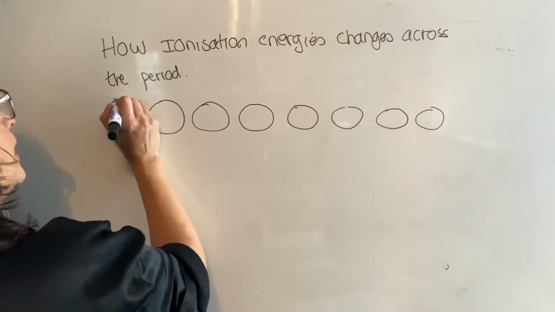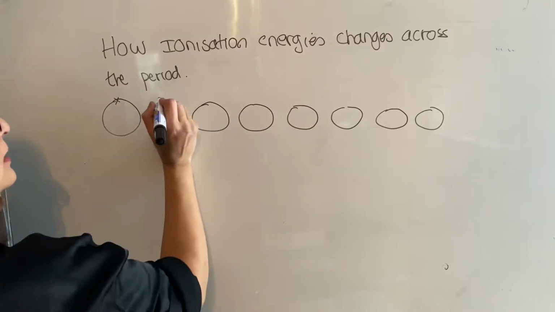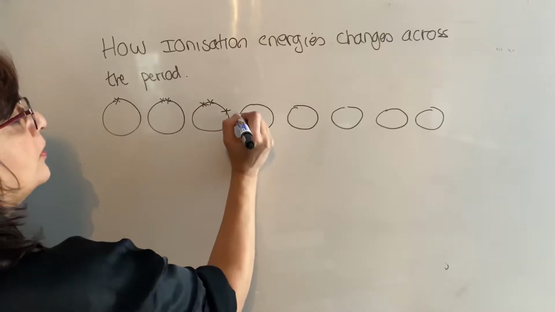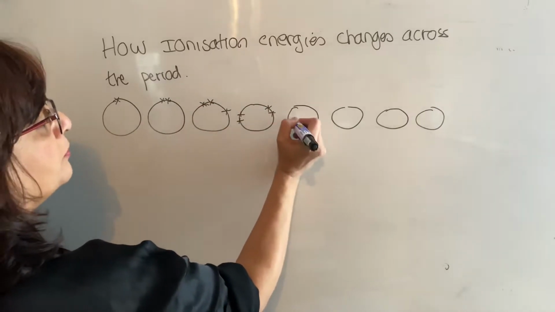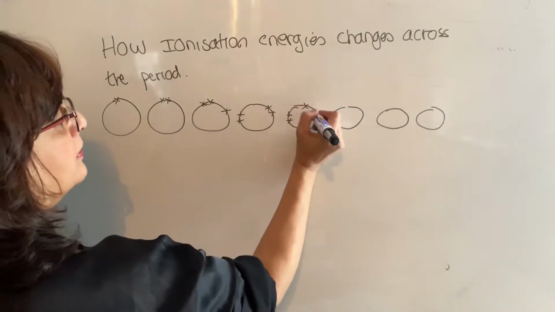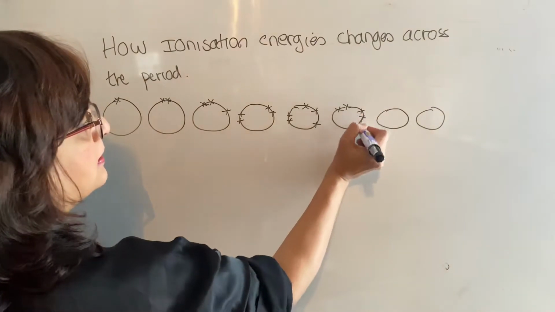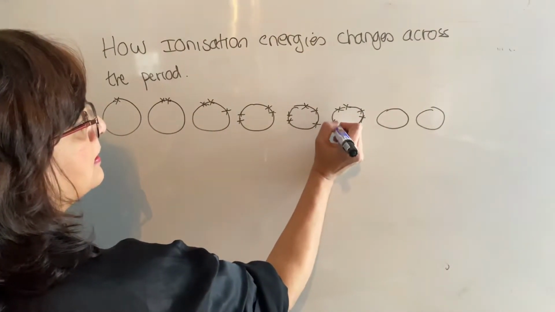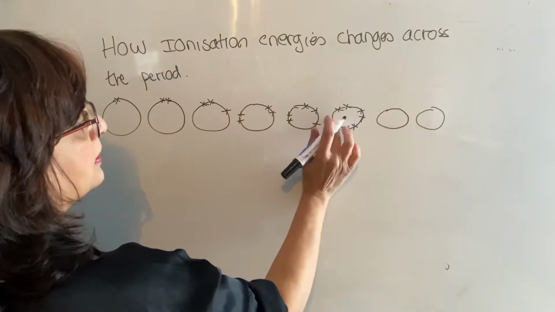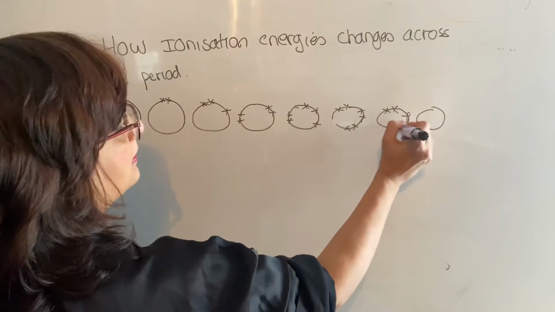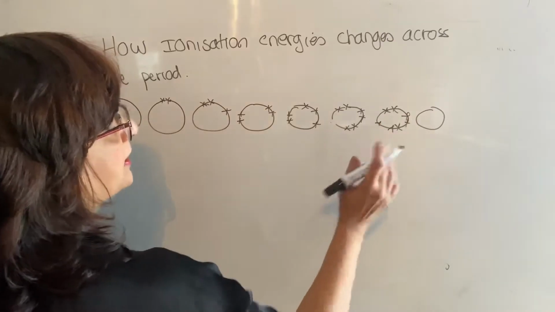So for group 1, you have 1 electron in the outer shell. Group 2, you have 2. Group 3, you have 3. Group 4, you have 4. Group 5, you got 5. Group 6, you have 6. Group 7, you got 7, which is your halogen, and so on, okay?